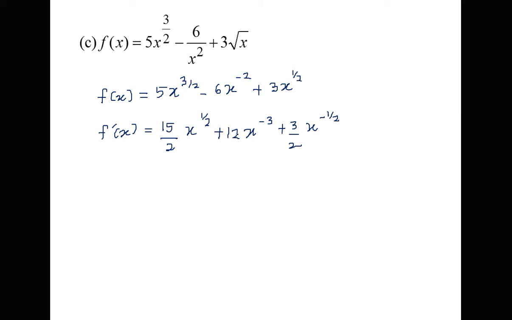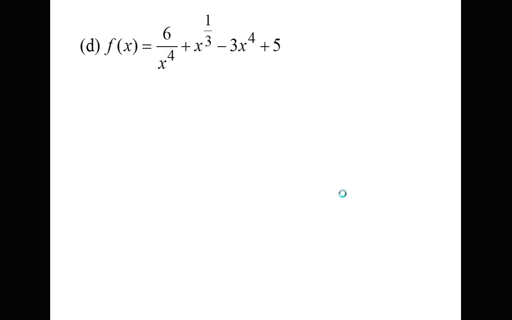So, disebabkan kita tak nak tengok kuasa negatif ada kat dalam jawapan kita, kita pindahkan dia di bawah. So, untuk hilangkan power negatif tu, kita pindahkan dia di denominator. So, we get this. X 1 over 2 plus 12x power 3 plus 3 over 2 x power 1 over 2. So, this is last answer for C.